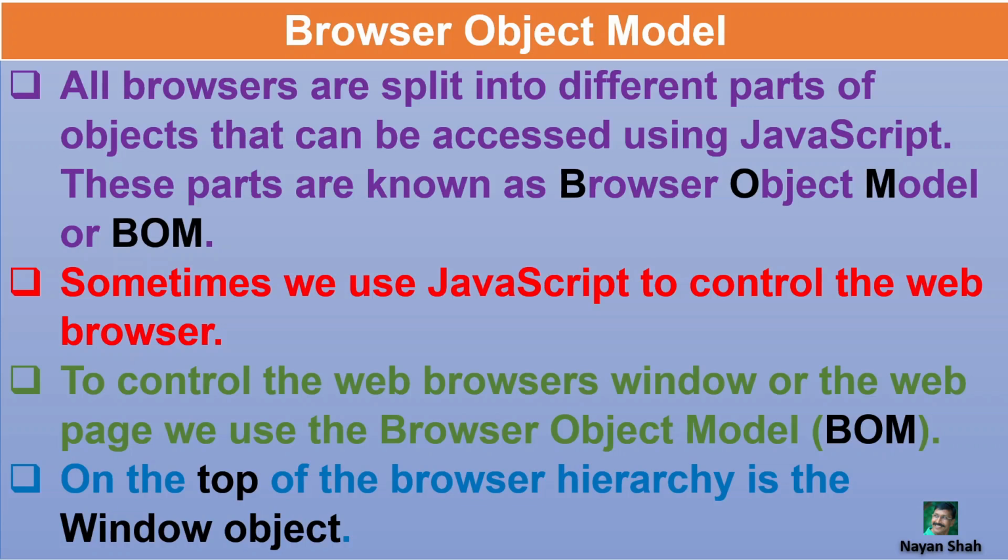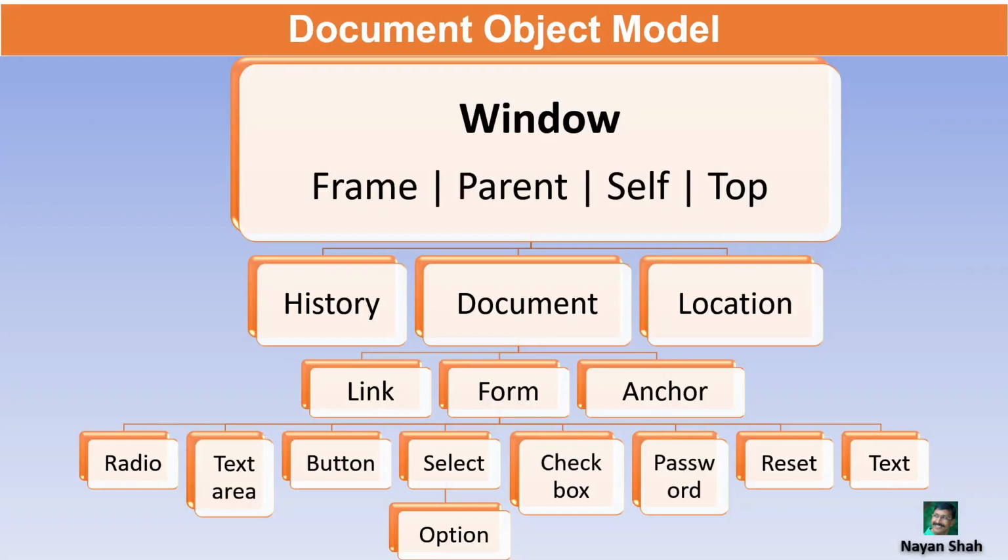On the top of the browser hierarchy is always the window object. What is at the very top? Window. You know that whenever you open any program in the computer, what we call a window is open. If you open Paintbrush, we say the Paintbrush window is open. If you open Word, we say the Word document or Word window is open. If you open Notepad, we say the Notepad window is open. So every software opens in a window. So on the top of the browser hierarchy is the window object.